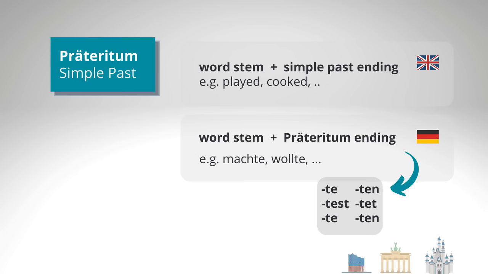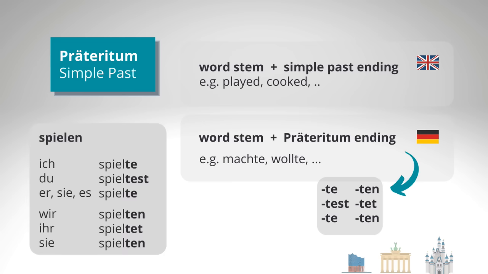If, for example, we take the verb spielen, to play, we first need to get its word stem. As we learned in an earlier lesson, we get the word stem by leaving out the ending -en in the infinitive. Spielen is an infinitive, so we need to leave out the ending -en. So we have spiel, and spiel is our word stem. And we now just need to add the Präteritum endings. So -te, -test, -te, -ten, -tet, and -ten.